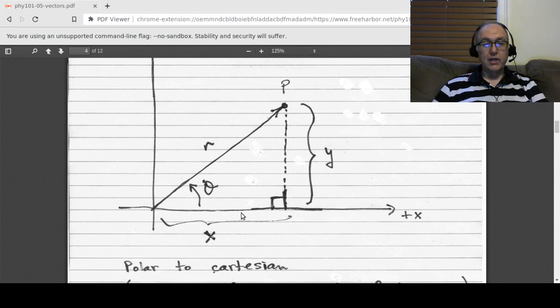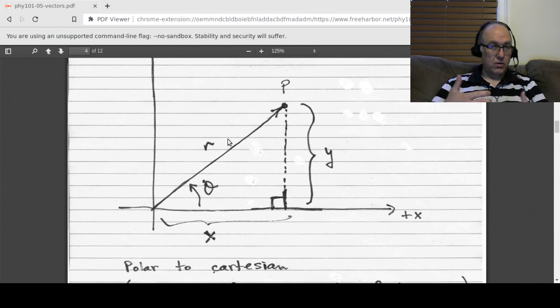And if you haven't noticed already, this is a right angle triangle. Okay, so here's your right angle in there. And the sides of the right angle triangle are x and y, and the hypotenuse is r. Okay, so let me remind you how sine and cosine are defined. The cosine of theta is defined as the adjacent, which is x, divided by the hypotenuse. So cosine of theta is equal to x divided by r. And the sine of theta is equal to the opposite divided by the hypotenuse, which in our case is going to be y divided by r.